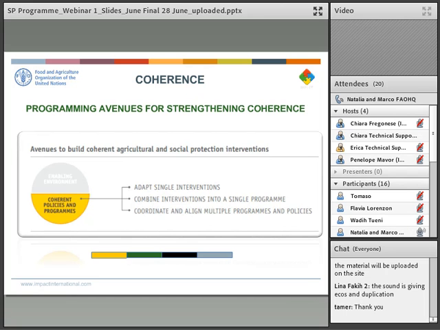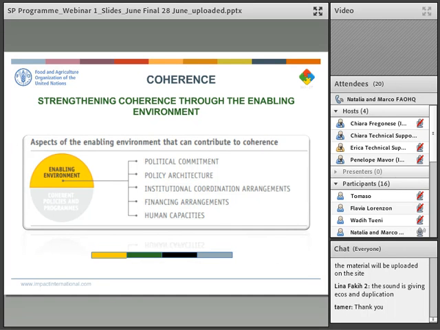They have separate coordination mechanisms, so you don't see agriculture participating in the coordination mechanisms for social protection, and vice versa. And especially within the ministries of agriculture, there's the assumption that the poor cannot be productive. This is changing, partly in the ministries responsible for social protection programs, also thanks to the evidence that we've generated. But still within the Ministry of Agriculture, there's this strong assumption that the poor cannot be productive. So in order to be able to work on these different programming avenues, it's important to work on the enabling environment. Next slide, please.